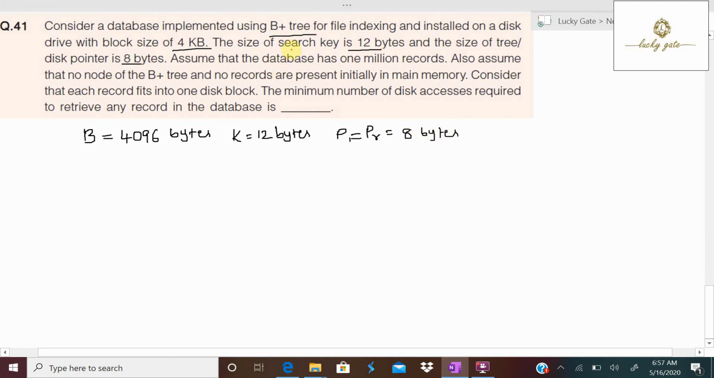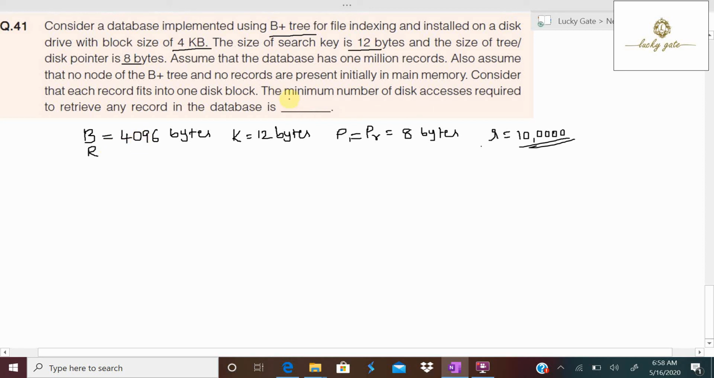It is mentioned, assume that the database has 1 million records, meaning the number of records is equal to 1 million. 1 million is nothing but 10 lakh records. We have 10 lakh records in the database. The question also says assume that no node of the B+ tree and no records are present initially in the main memory. Consider each record fits in one block. Because each record fits in one block, I can assume that the record size is the same as or less than the block size, but each block contains only one record.